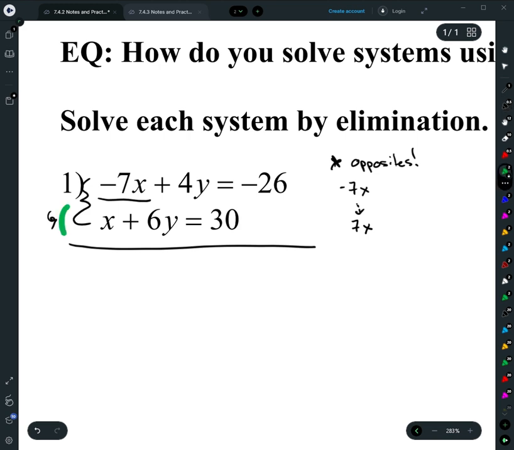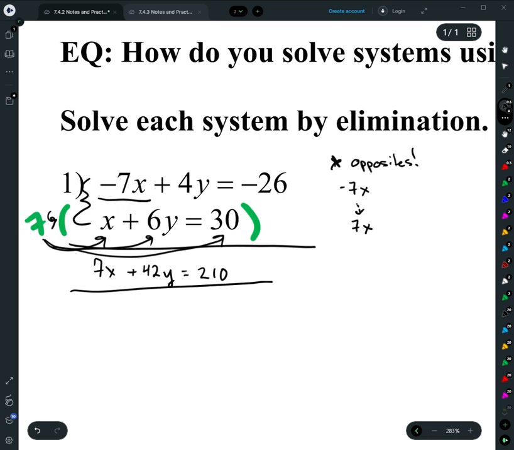All we have to do is multiply the bottom equation by a positive 7. When we do that, that's going to make it 7x and 42y, don't forget to multiply all the things, equals 210. Now, going from there, we can then add. Just notice the different equations. We're adding the blue equation with the purple equation. If you add negative 7 and 7, those cancel, so that cancels out the x's. 4y plus 42y is going to be 46y, and we also need to add the negative 26 and the 210.